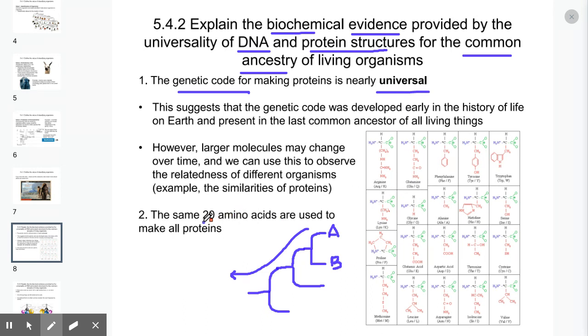The other piece of evidence is that we all use the same 20 amino acids. There are more than 20 amino acids that exist on this planet, but the ones that living organisms use and have the genetic code for, we only use those 20 to build the different proteins that we use to survive, whether it's making insulin or hemoglobin or a protein that you find on your mitochondria for cell respiration.